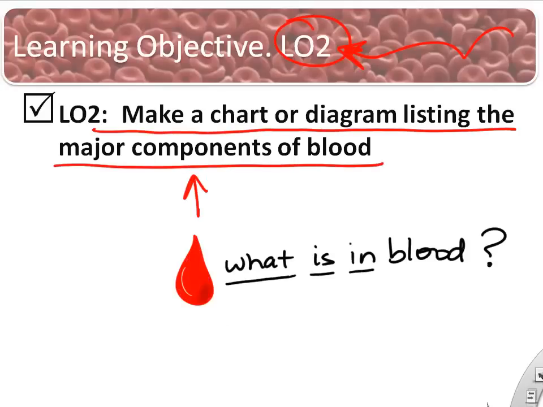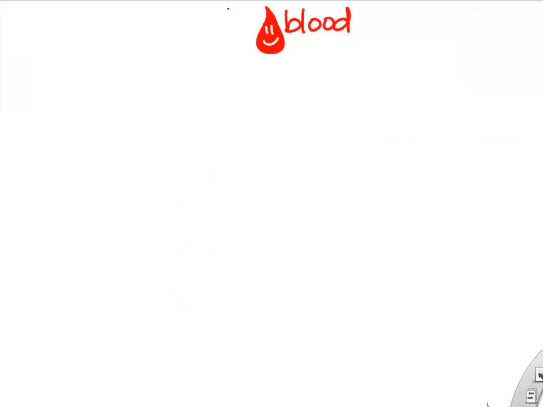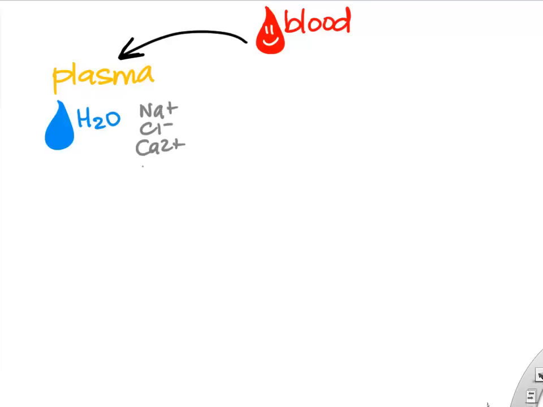All right, what is in blood? What are the components of blood? So let's start with plasma. Plasma, as you'd expect, is mostly water, and then we add some special things like sodium and chloride, calcium, maybe a little bit of potassium, and other ions to our water.